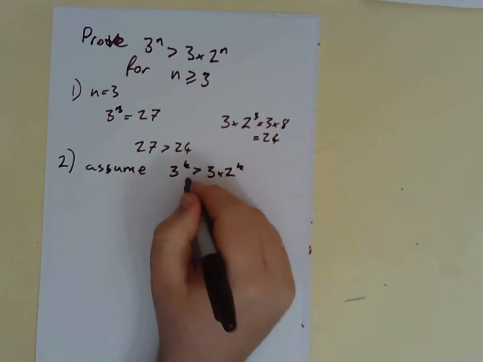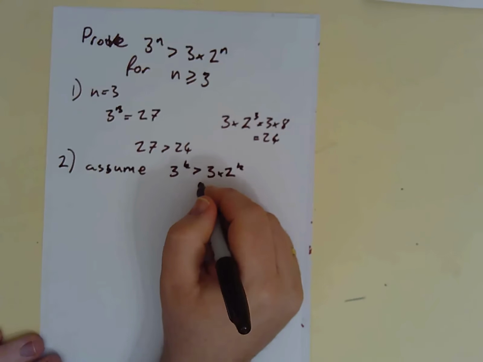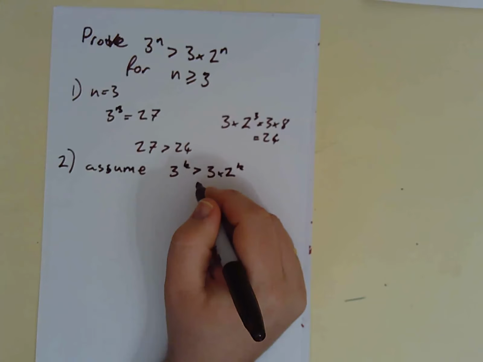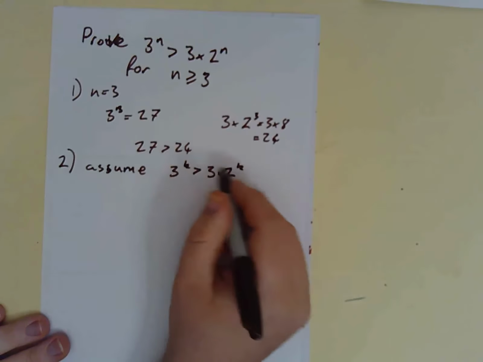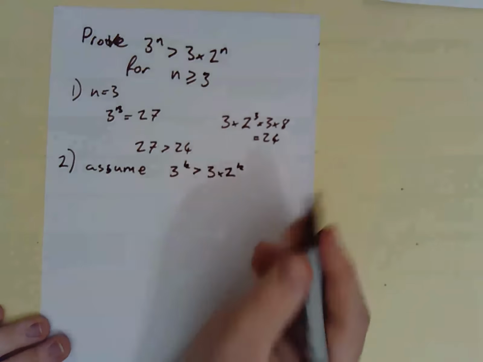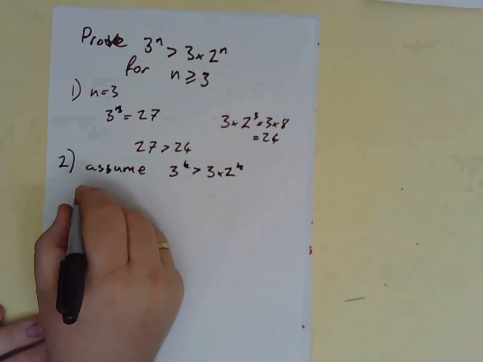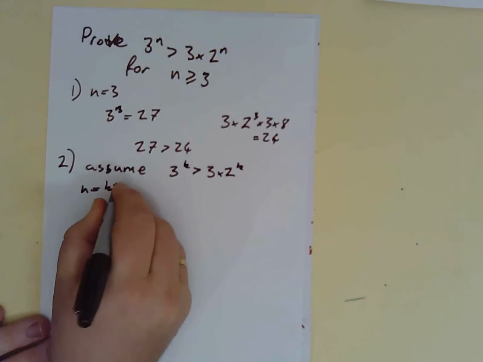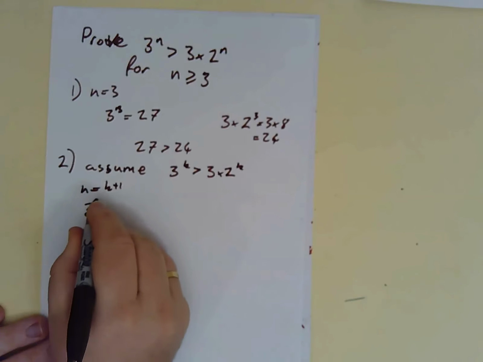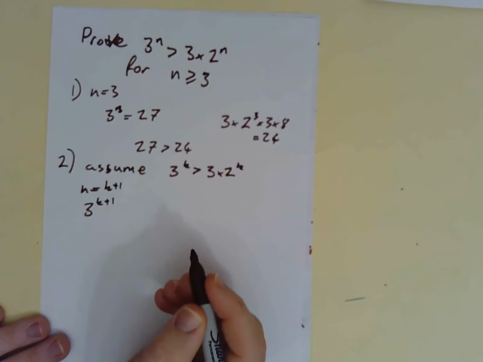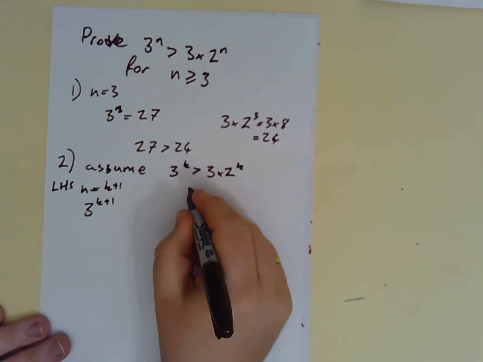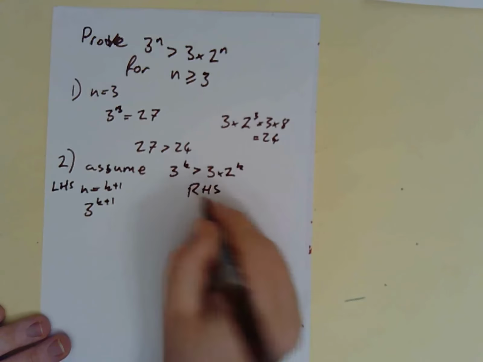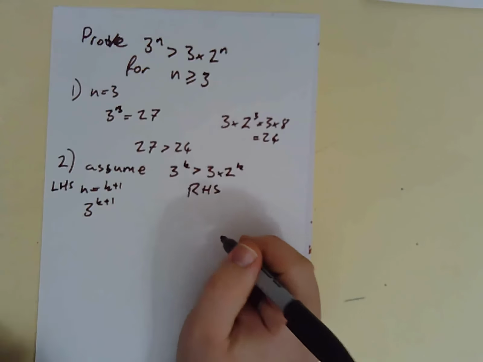Now, when we've got these inequalities, we've got a little bit more leniency in our proofs. As long as we can show each step is greater than the previous or less than, depending on which side we're looking at, then we're fine. So now we're going to look at this n equals k plus 1. So 3 to the k plus 1. Well, this is my left-hand side. And I might even do my right-hand side over here simultaneously at some points.